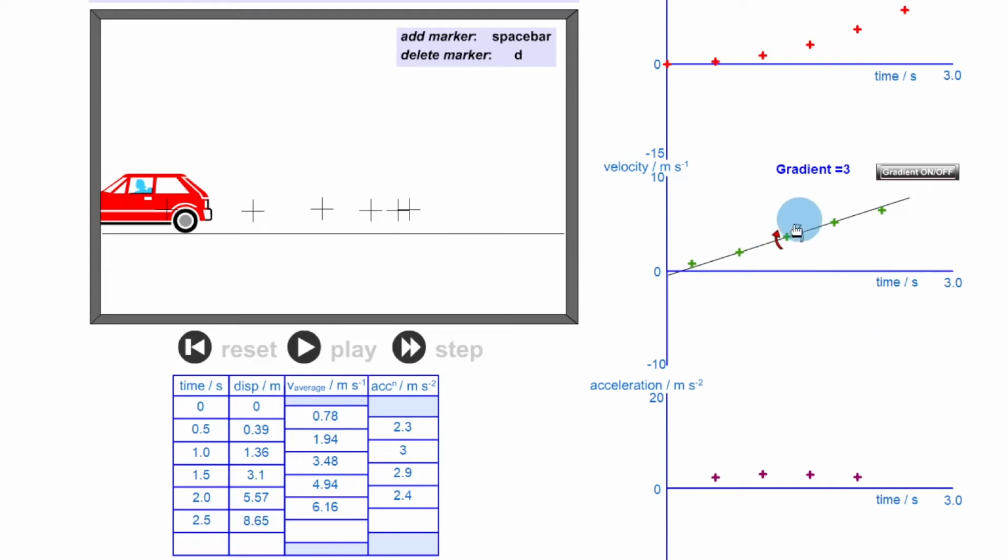So something like that for a line of best fit through the points shows that I've got a positively sloping gradient. And another thing to notice is that the distance between the pairs of markers here increases as the car gains speed. That's because if the car is accelerating uniformly, we should expect it to travel a greater distance between each of the 0.5 second segments.